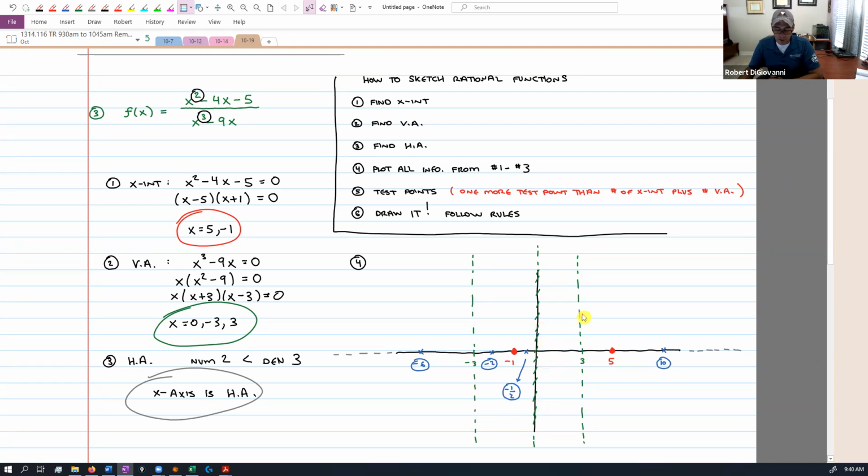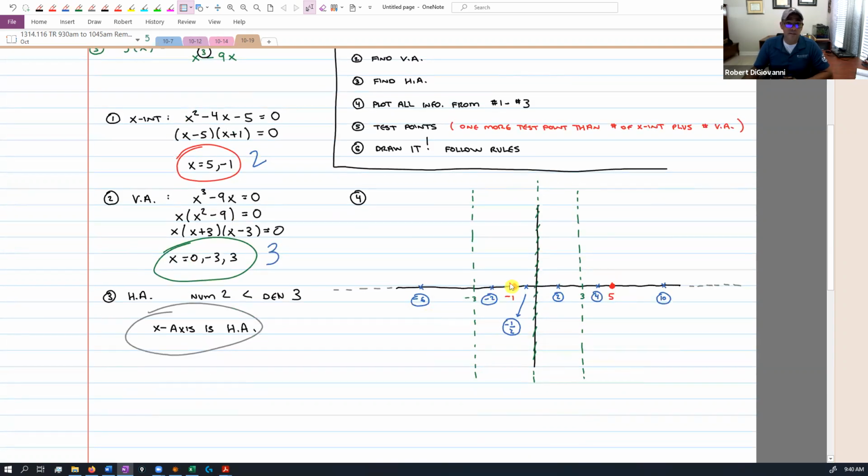And then I have this vertical and this vertical, so I need something between those two. Maybe I can pick 2. And then I have a vertical and an X-intercept, so I need something in between those two, so I'll pick 4. So in total here, I have 1, 2, 3, 4, 5, 6, 6 test points. And I told you, you'll always have one more than the number of X-intercepts and verticals together. So I had 2 X-intercepts and 3 verticals, that's 5. We should have 6 test points.